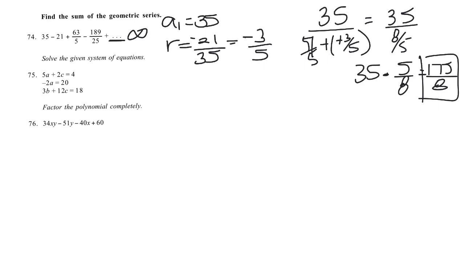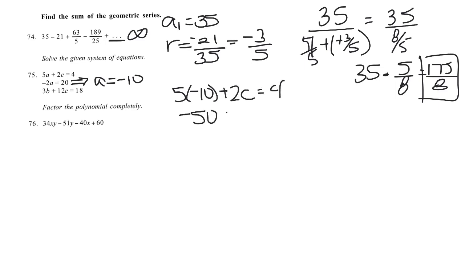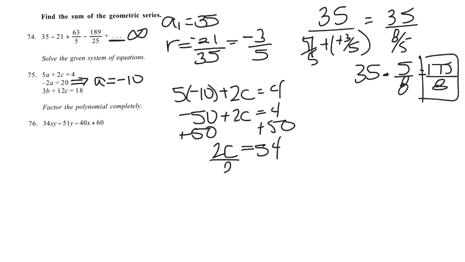Number 5, solve the given system. Now I have 5a plus 2c equals 4. I have -2a equals 20. Oh, this means I can find out what a equals. a equals -10. And if a equals -10, I can plug that into 5 times -10 plus 2c equals 4. -50 plus 2c equals 4. So 2c equals 54. So c equals 27.